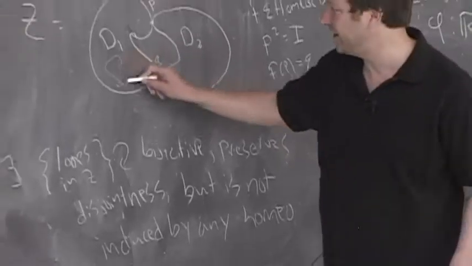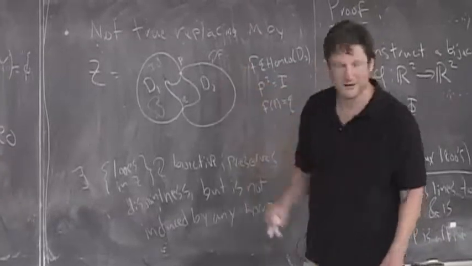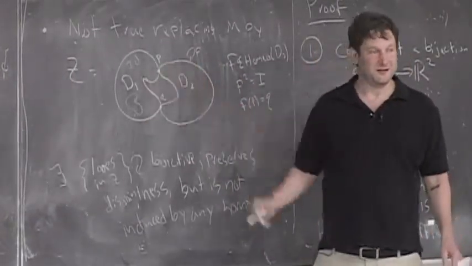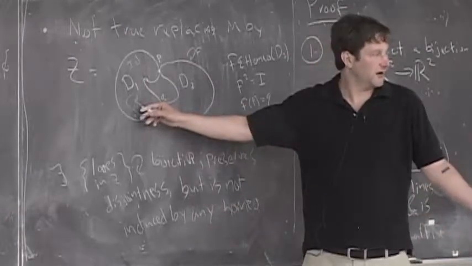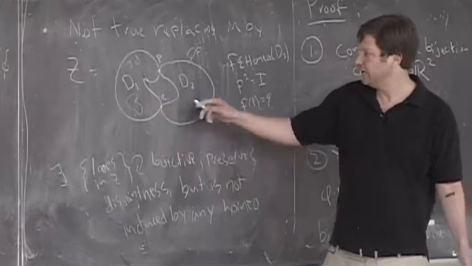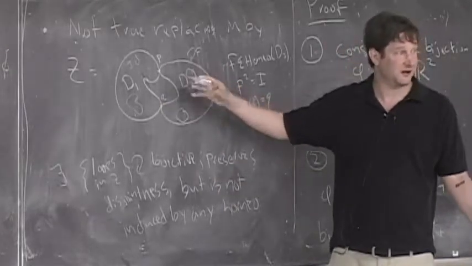If you're a loop, you either lie on this side, and you do the identity on this side, and you do F on this side. So you're either on this side, or a third case. If you're on this side, of course, the loop goes to itself, so the bijection's the identity on these. If you're on this side, this loop goes to this loop. A homeomorphism induces a bijection.